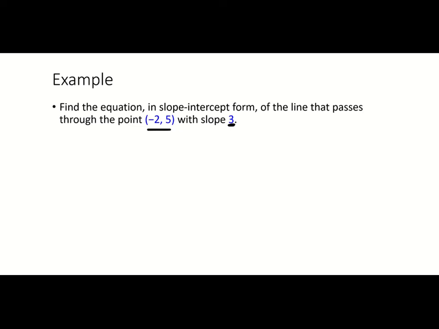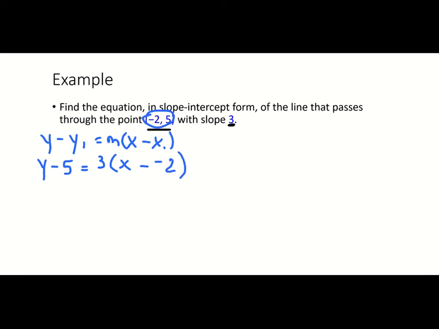So my point slope formula, remember, is y minus y1 is equal to m times x minus x1. I'm going to plug in my values for my point in the y1 and the x1. So I'm going to end up with y minus 5 is equal to, my slope is 3, so 3 times x minus a -2. And then on the inside, that minus a -2 becomes plus 2. And now what I'm going to do is I'll distribute the 3. So I'm going to have y minus 5 equals 3x plus 6.